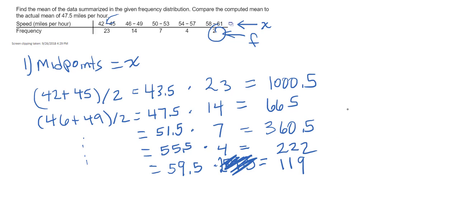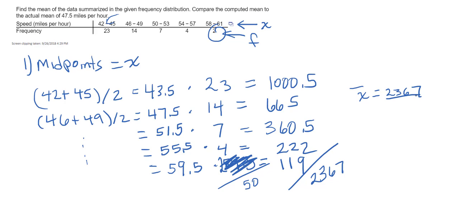Okay, so now what I want to do is sum the frequency times the x, and if I add that column, I get 2367, and I will divide that. So to get my mean is that total divided by my frequency values. So I'll add 23 plus 14 plus 7 plus 4 plus 2, and I get 50. And so if I divide that, I get the mean of 47.3, which is certainly very comparable to the actual mean.